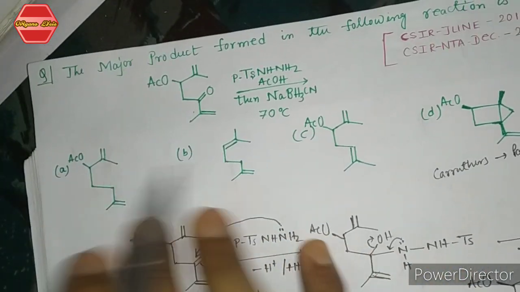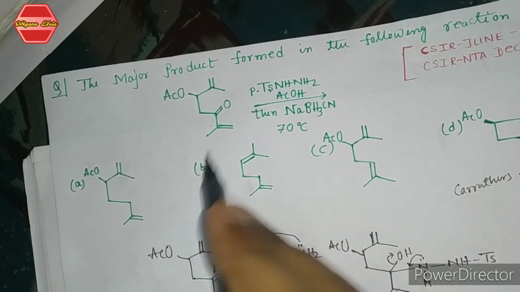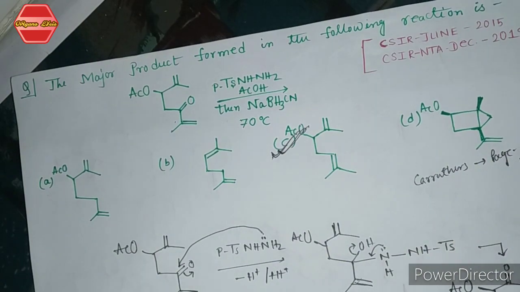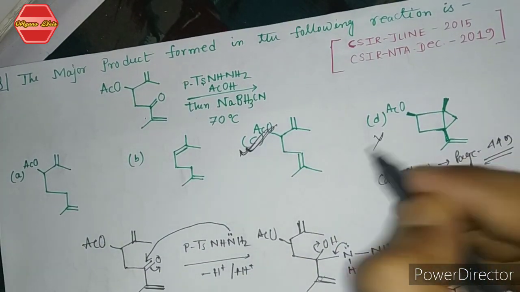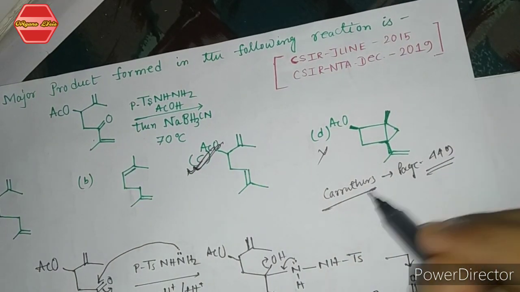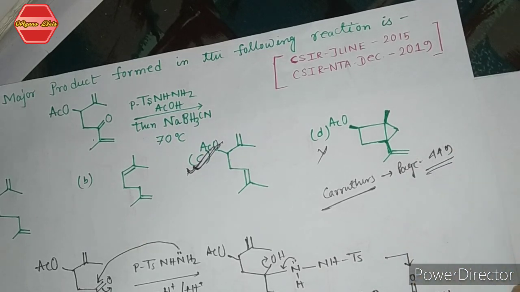Now let's have a look at the options. This will not be your option, this will not be your option. Here is your option, it is this one, option C is the correct option. So this is not your option. Now you can check Carruthers' book. I will put the link in the description of this book, and you can download it there, and you can easily find it on page number 449.